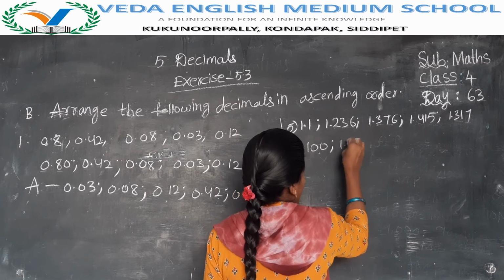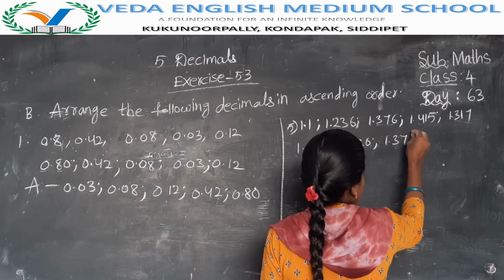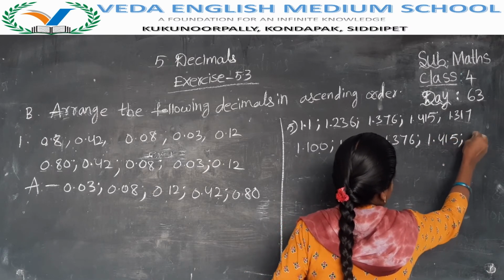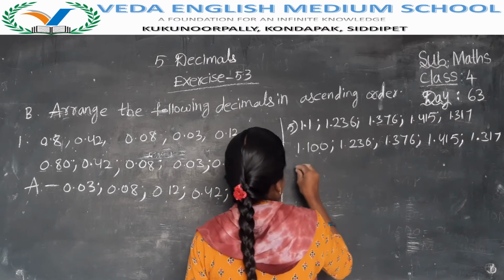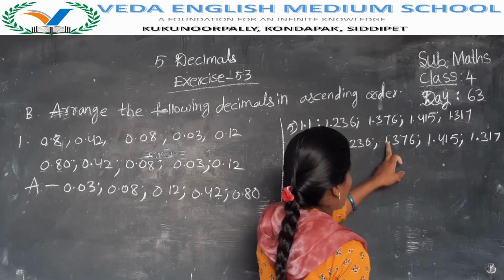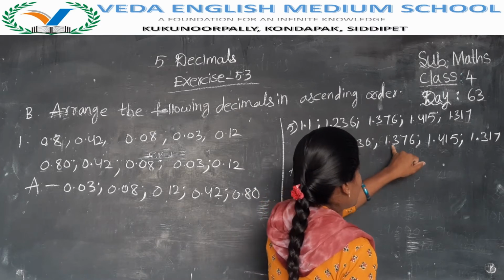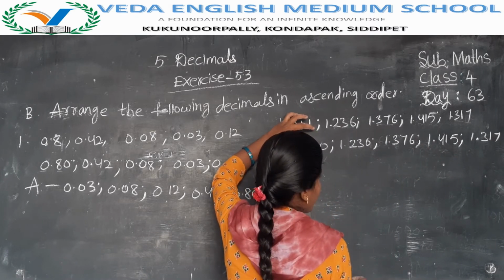So simply 1.236, 1.376, 1.415, 1.317. Then write in ascending order, small to big. First number 1, 1, 1, 1, 1. Then compare the second digit. Here we have 1, 2, 3, 4, 3. What is the smaller number? 1 is the smaller number. So write here 1.